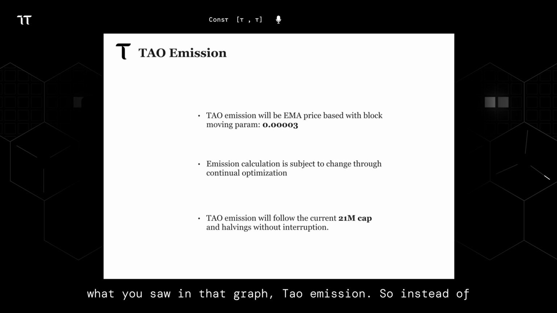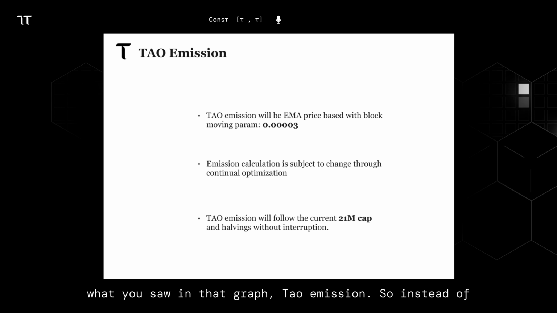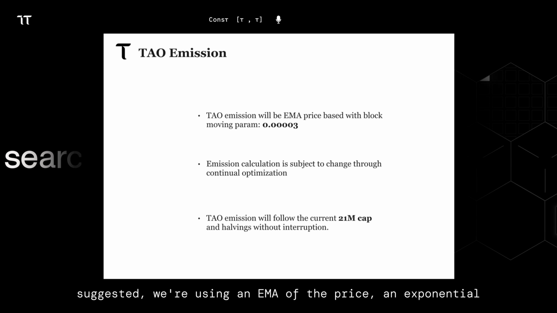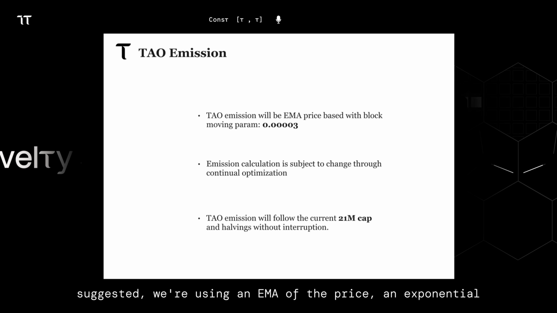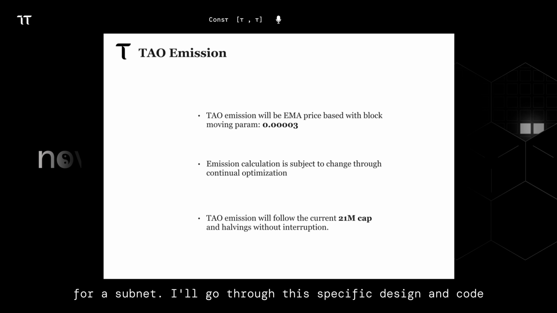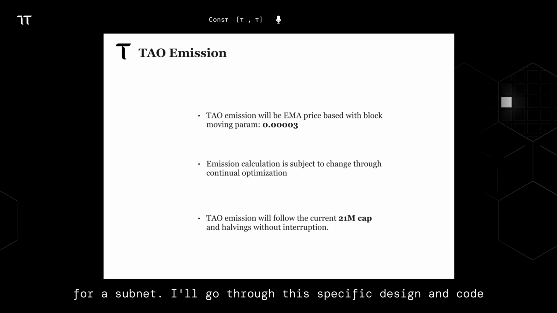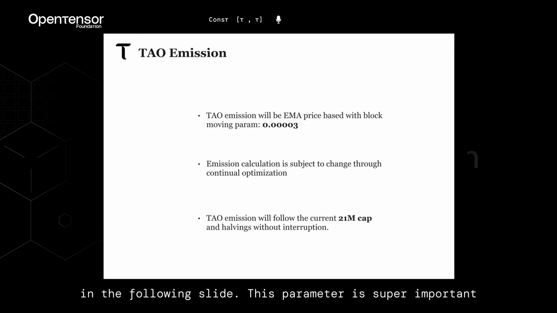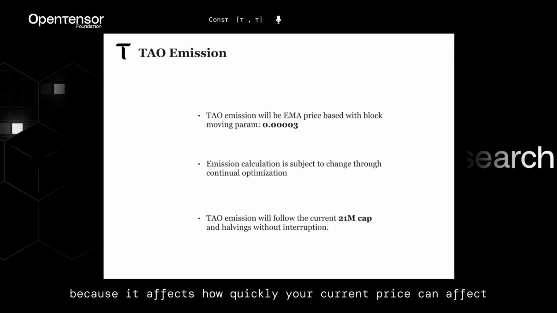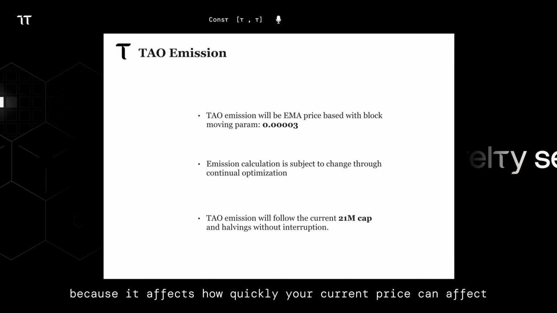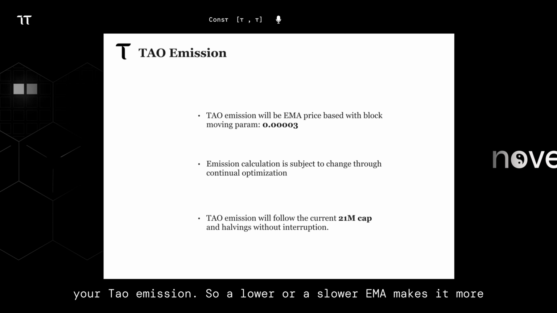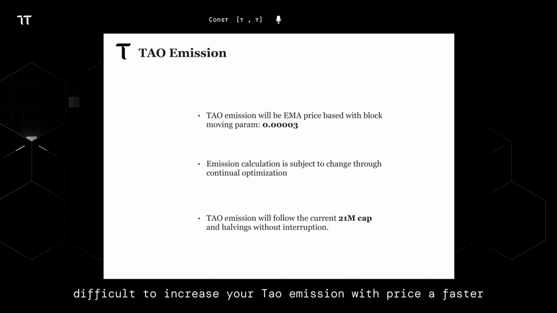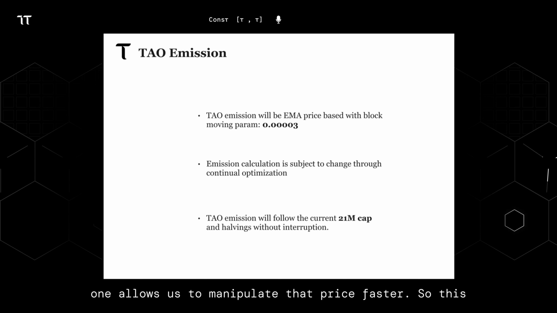Tau emission. Instead of using the reserves of the pools, which was previously suggested, we're using an EMA of the price, an exponential moving average of the price, to determine the tau emission for a subnet. I'll go through the specific design and code in the following slide. This parameter is super important because it affects how quickly your current price can affect your tau emission. So a lower or a slower EMA makes it more difficult to increase your tau emission with price. A faster one allows us to manipulate that price faster.